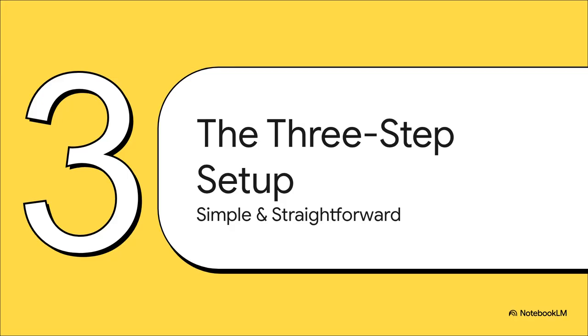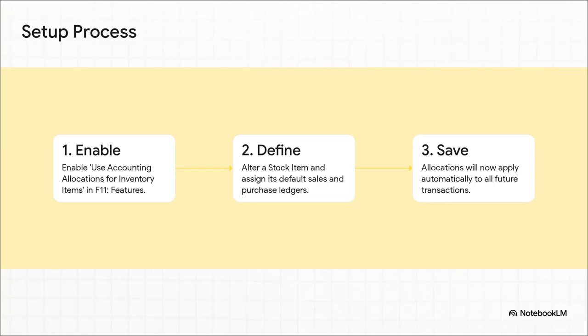And the best part? Turning this on isn't some complicated tech nightmare. It's actually super simple. We're talking a quick 3-step process that'll get you up and running in, like, minutes. Okay, so here's how easy it is. Just 3 quick steps. First, you just flip a switch to enable the feature in your settings. Second, you open up a stock item and tell it which ledgers to use by default. And finally, you hit save. That's it. From that moment on, the automation is live for every future transaction involving that item.